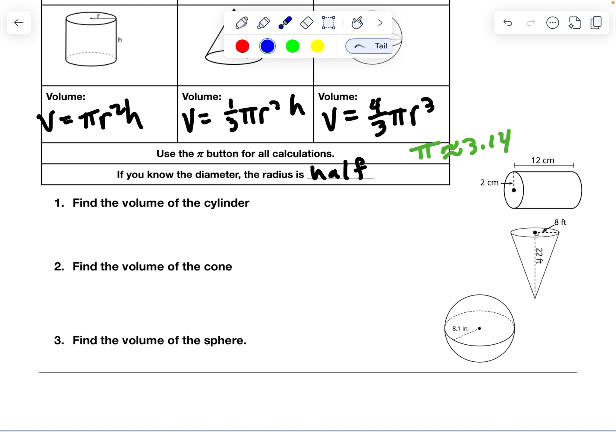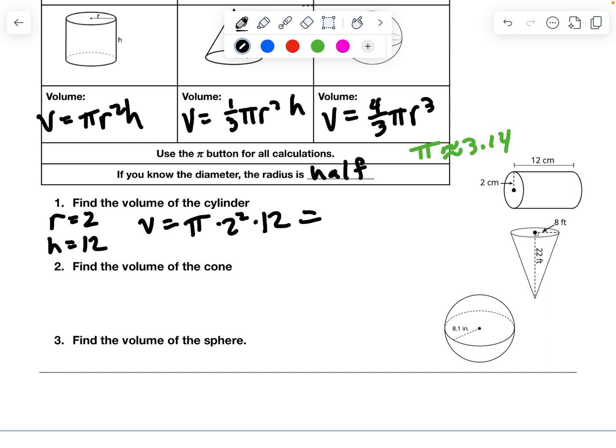So, all right, my cylinder. Let's go ahead and look at this. The radius is 2 centimeters. That's the distance from the center of the circle. The height is 12, even though this is lying on its side. So we would say that the radius is equal to 2 and the height is equal to 12. I plug those into my formula: pi times 2 squared times 12.